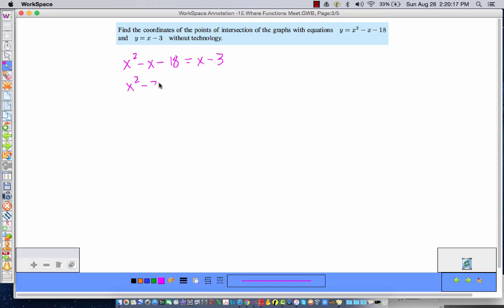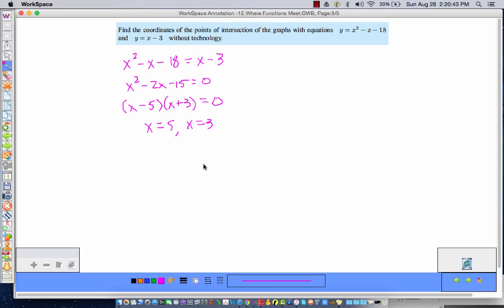I am going to solve, subtracting x and adding 3, so that's x squared minus 2x minus 15 equals 0. This is easily factorable. x minus 5 times x plus 3 equals 0. Zero product property. So x equals 5 or x equals negative 3.